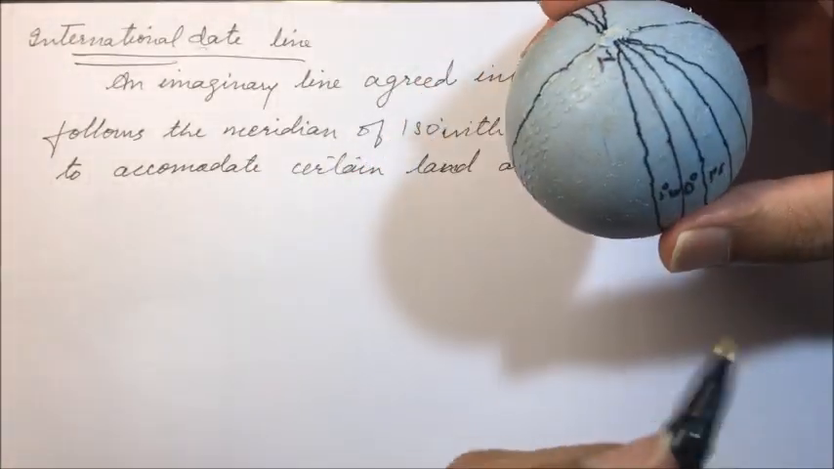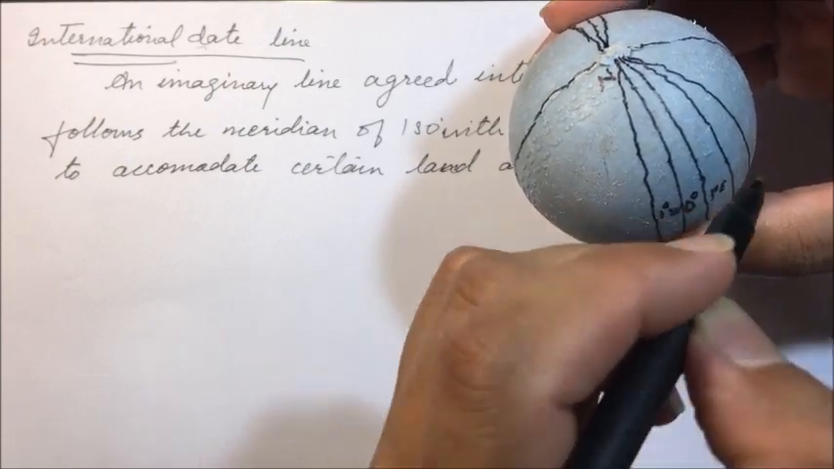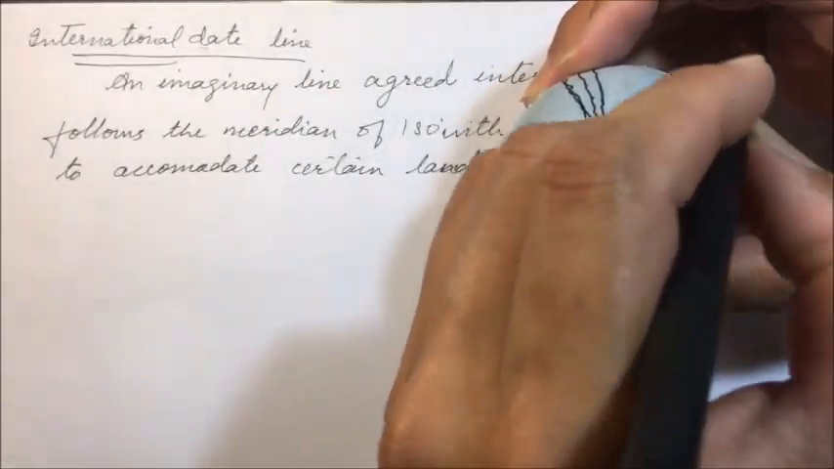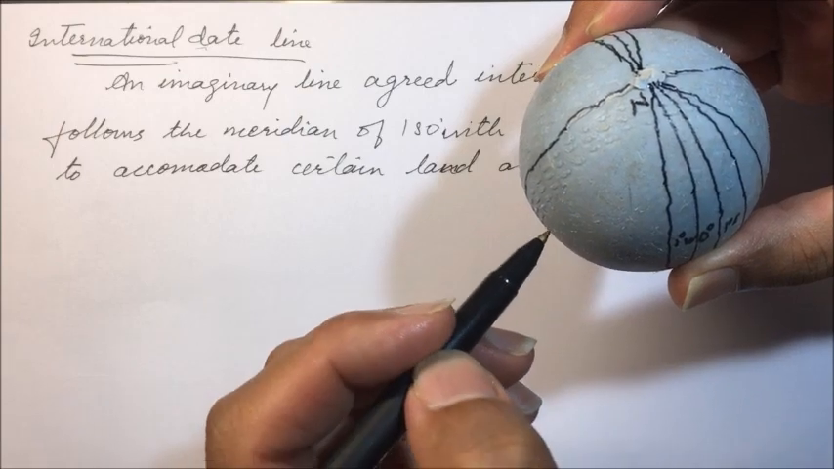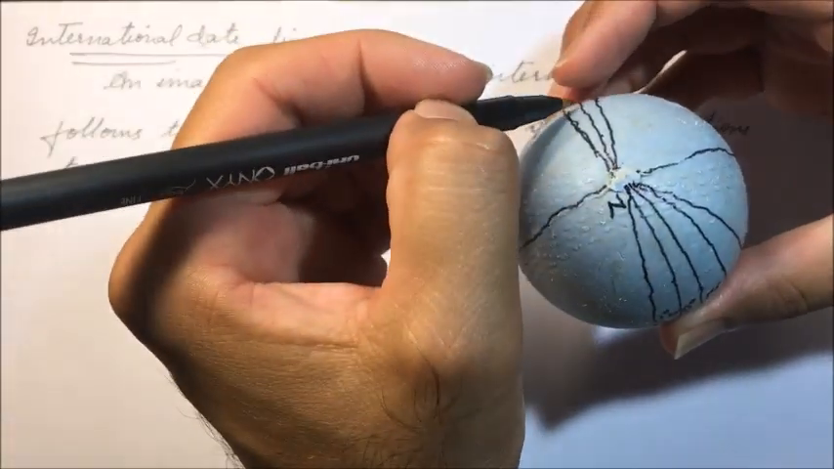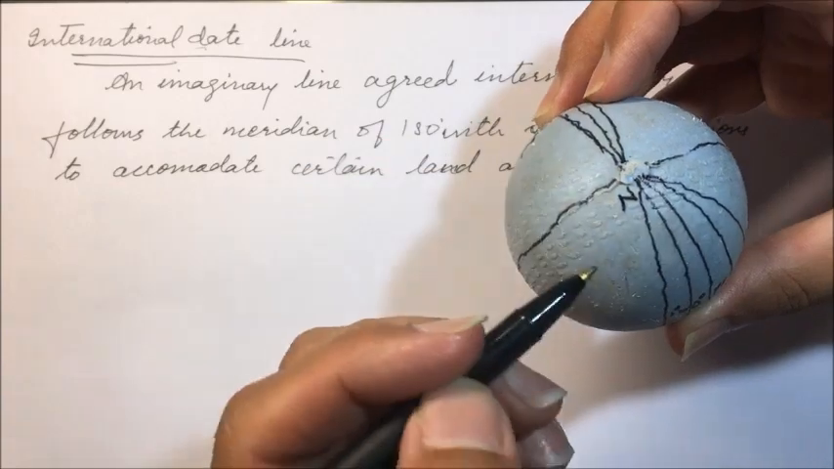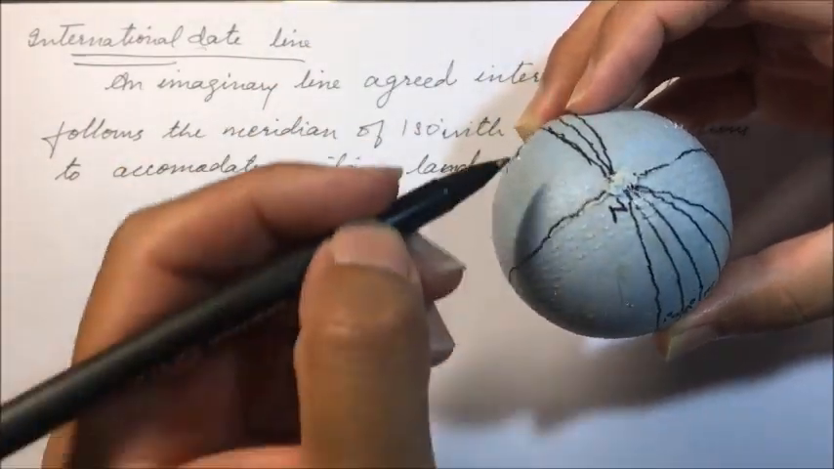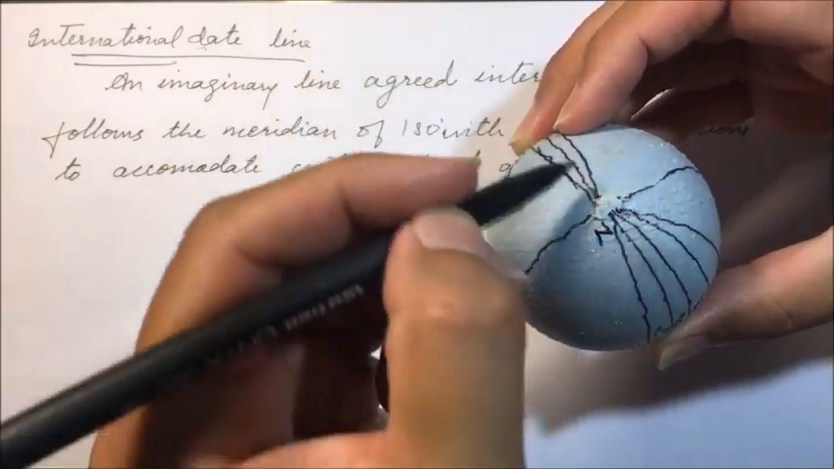Now, for example, if we are moving eastward, 0 degree, 1 degree, 15 degree, like that, we will be reaching 180 degree east. And if we are moving westward, 10 degree west, 20 degree west, 30 degree west, like that, we will be reaching 180 degree west. Now see here, 180 degree east and 180 degree west are the same line, that is 180 degree. It is just the notation for moving eastward and westward. So westward 180 degree west and eastward 180 degree east are the same line.